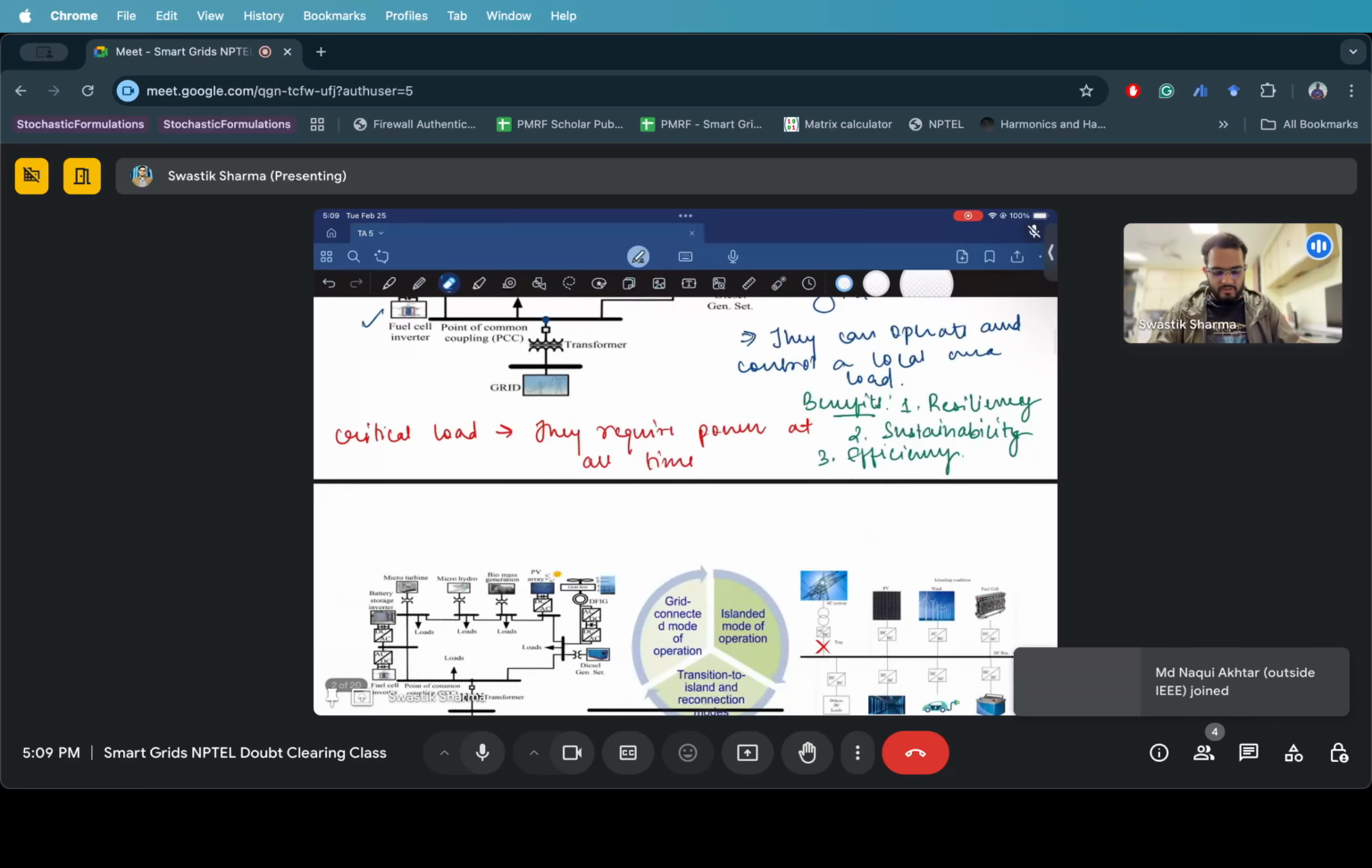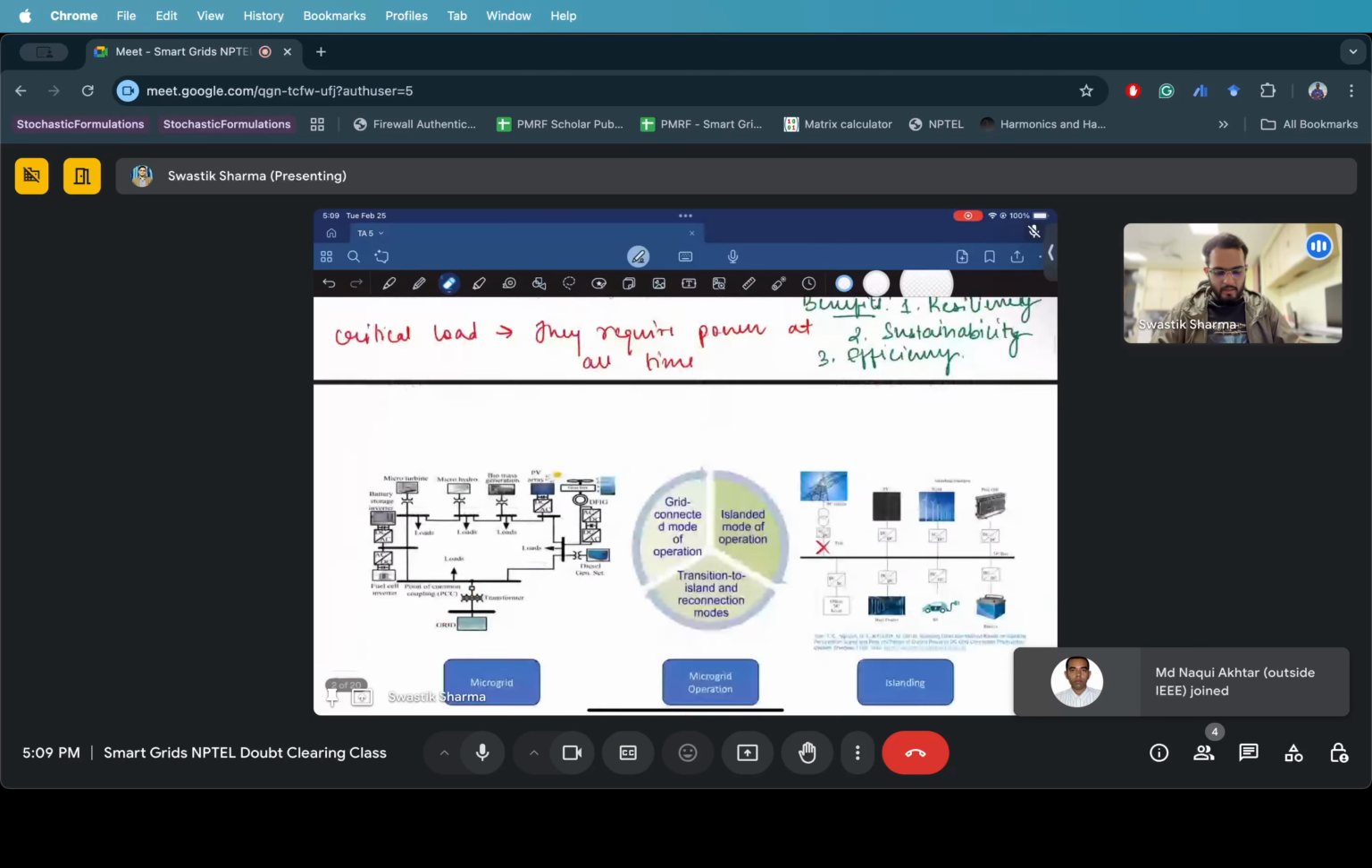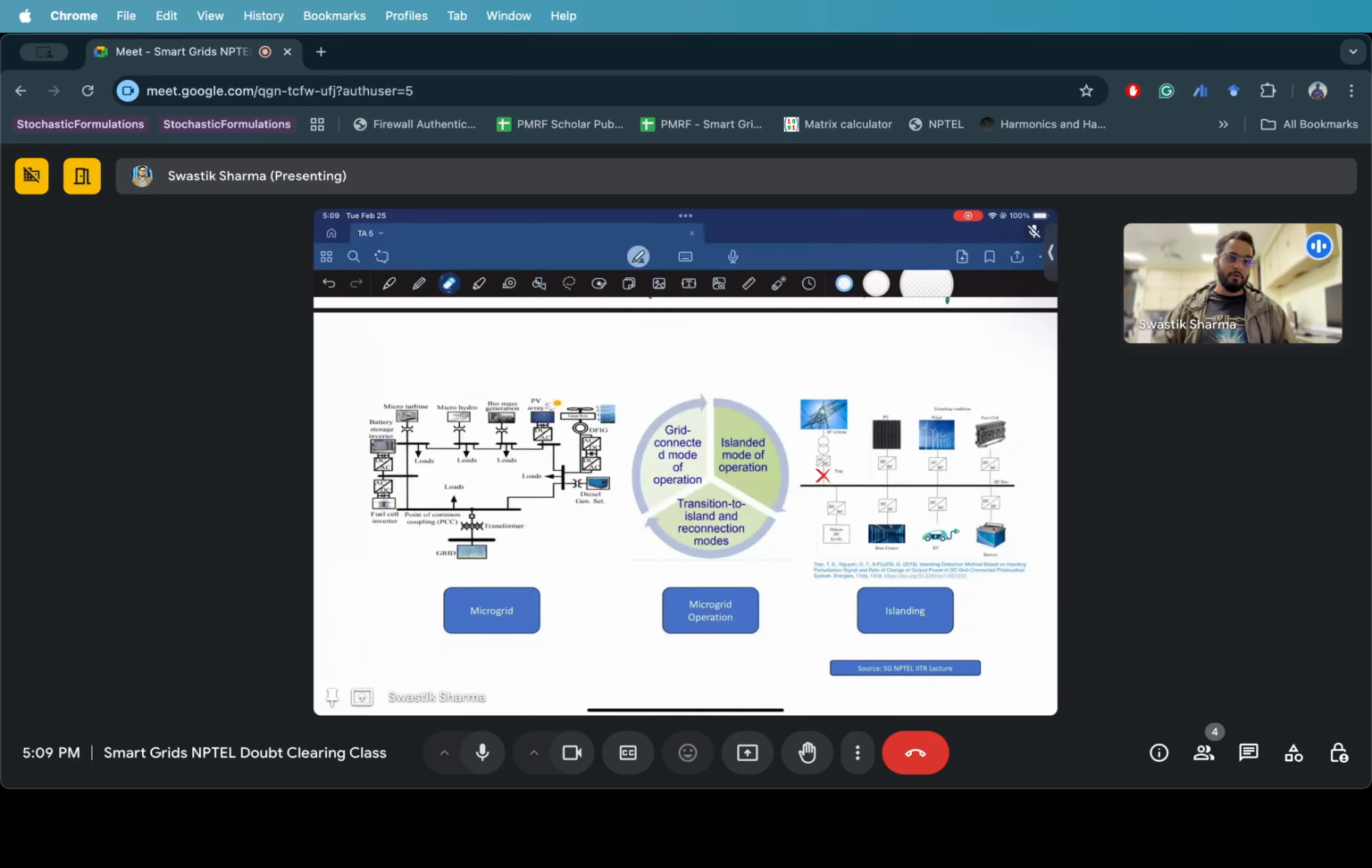Right. So this is where the benefits of microgrids are. But with benefits come a few drawbacks too, right? So as I told you, they can work in both modes, right? Grid connected mode of operation as well as islanded mode of operation, and they have transition to island and reconnection modes too, right? But in both of these modes, there are certain dynamics that come into play, which can affect the overall power system operation, and that has to be comprehensively studied. So as I already told you how a microgrid looks, this is how a microgrid looks.